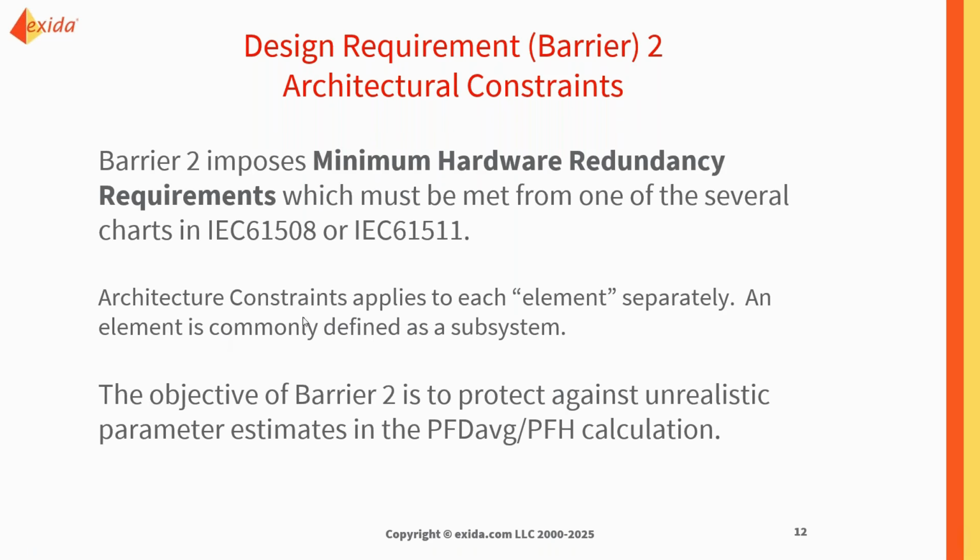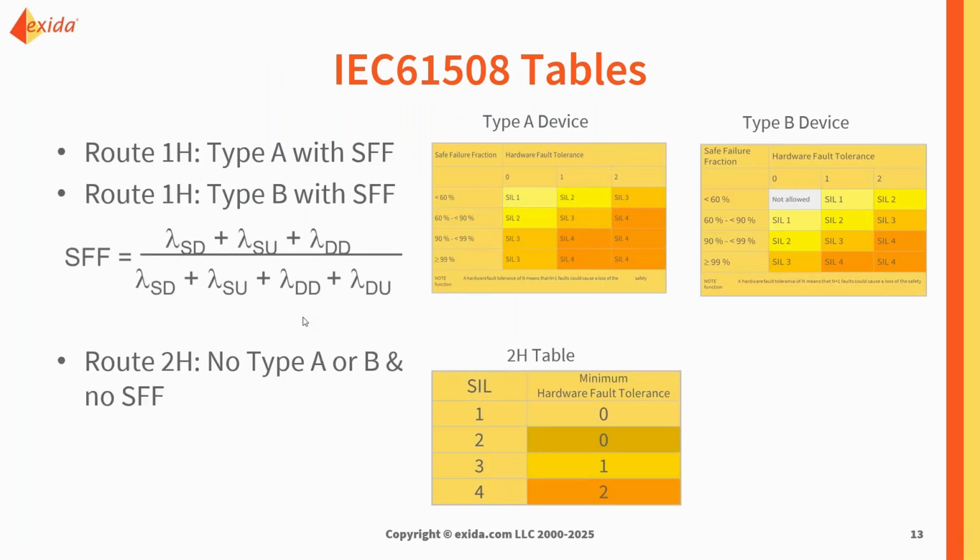So what are the tables? In the 2000 edition of 1508, when it first came out, it used route 1H, where it defines 2 types of devices, a type A device and a type B device. General rule of thumb is a type B device will be any device that has any embedded firmware or needs programming of any description. Type A will be simple analogs, actuators, valves, for example. Those would be type A.